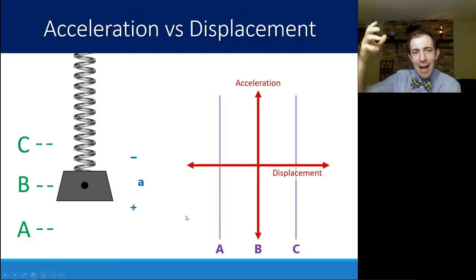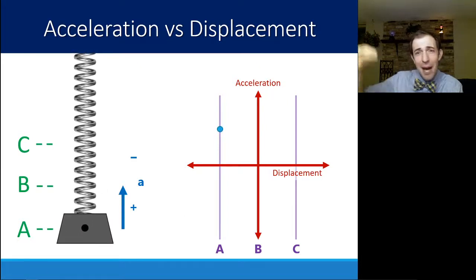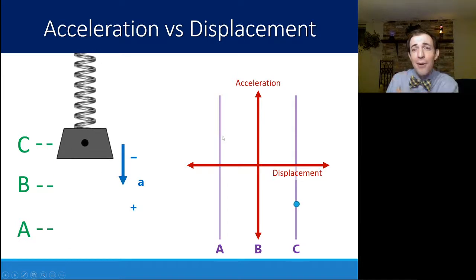If I know that acceleration pointing up is a positive acceleration, loading this by pulling it down is going to result, when I release, in a positive acceleration to begin with, which means that at position A, a negative displacement, I'm going to have a positive acceleration. If I let this release and it springs up to the top, I notice that at the top my acceleration is negative, pointing downward. So I have a negative acceleration when my displacement is positive at position C.